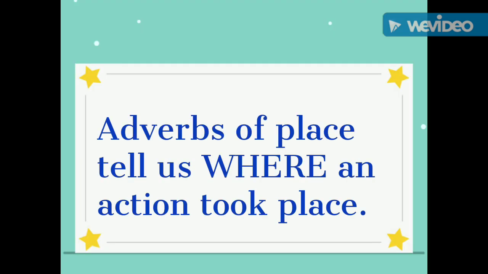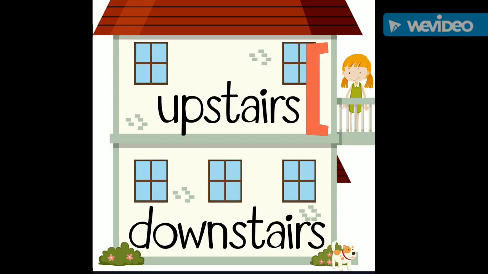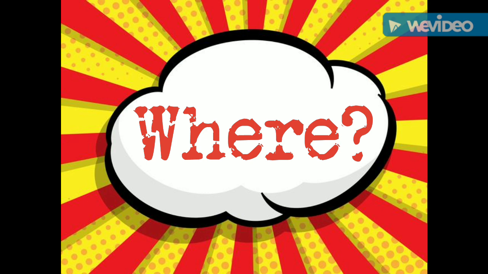Adverbs of place tell us where an action took place, like the bird is present inside or outside the birdhouse, the girl is standing upstairs and the dog is standing downstairs, and so on. They answer the question where.